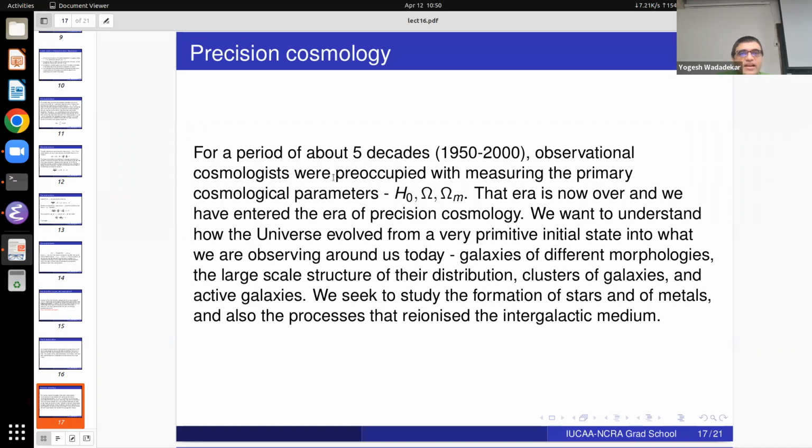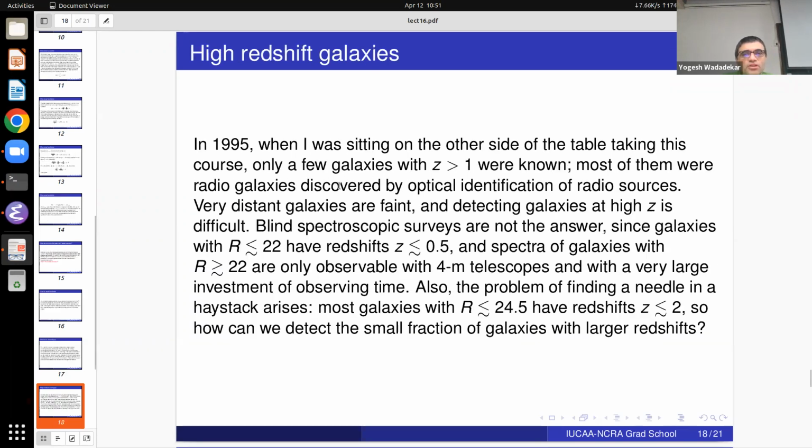We want to understand how the universe evolved from a very primitive initial state into what we are observing around us today. Okay, galaxies of different morphologies, the large-scale structure of their distribution. We observe lots of clusters, and we observe active galaxies. And we are seeking to study the formation of stars and of metals, and also of processes that reionize the intergalactic medium. So that's the sort of thing.